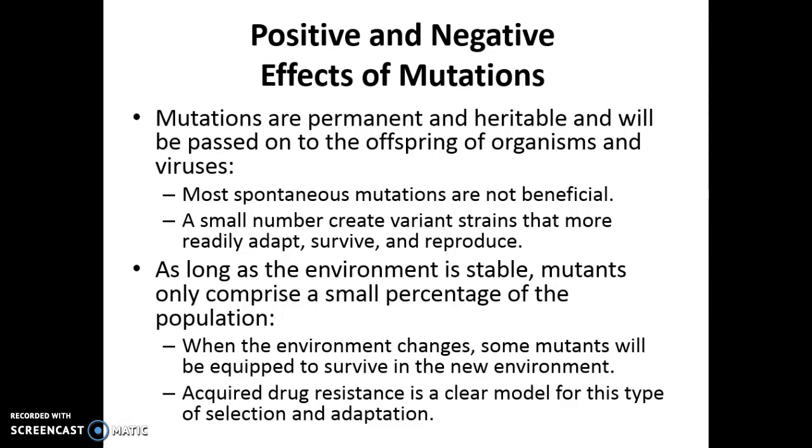All right, so positive and negative effects of these mutations. The mutations are generally permanent. They can be passed down onto new cells, and this can occur in all types of organisms, whether it's humans, whether it is bacteria, viruses. Generally, spontaneous mutations are not going to be beneficial. However, a small number of these mutations can create variant strains, and these strains can more readily adapt and survive and reproduce in certain environments. Is that good or bad? All right, that could be both.